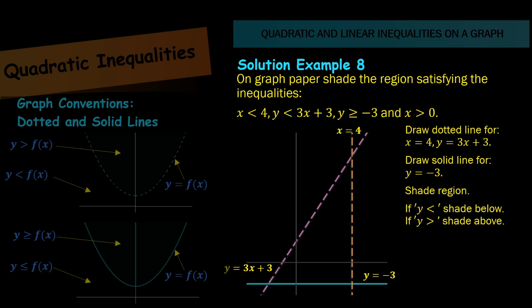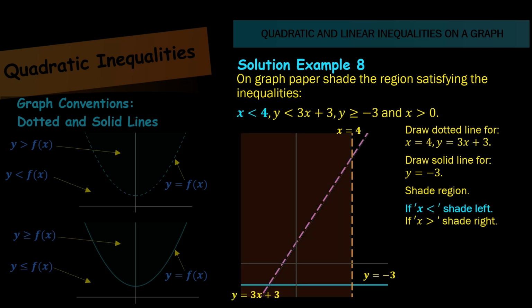And how do we shade if there are restrictions on x? So if x is less than something, then shade to the left of, and if x is greater than something, then shade to the right of. So in this example, where x is less than 4, we have x less than 4 shaded to the left of the line x equals 4.